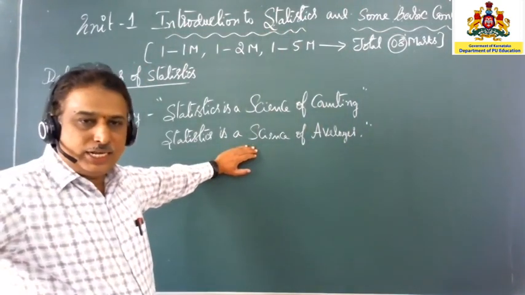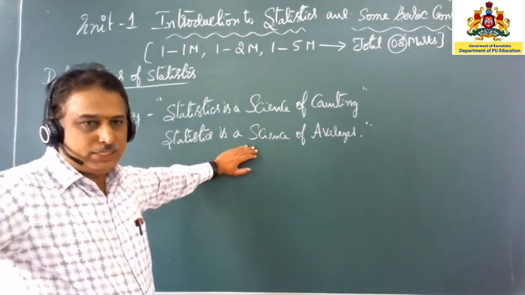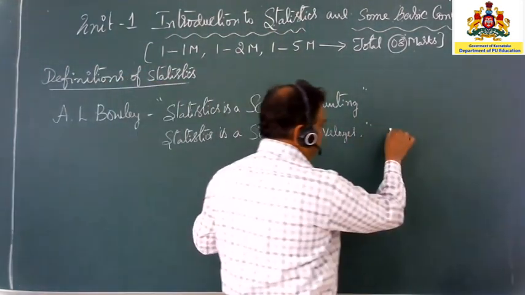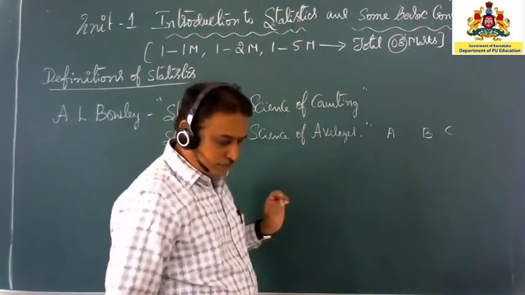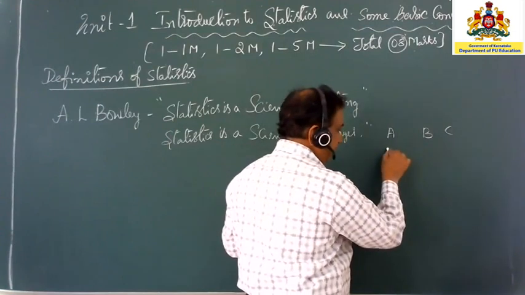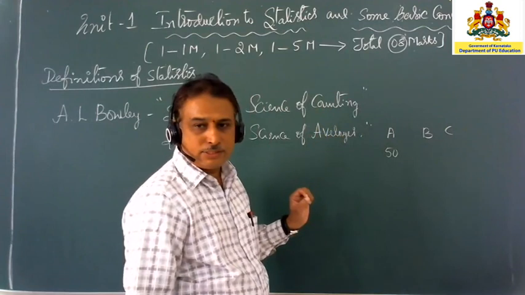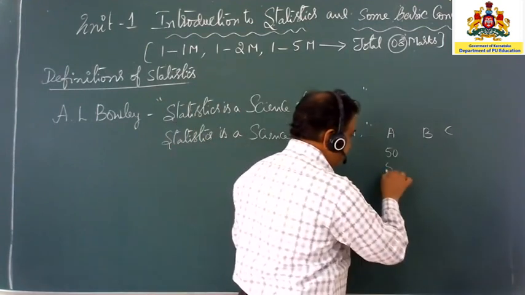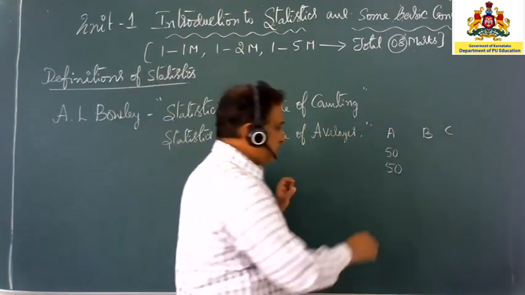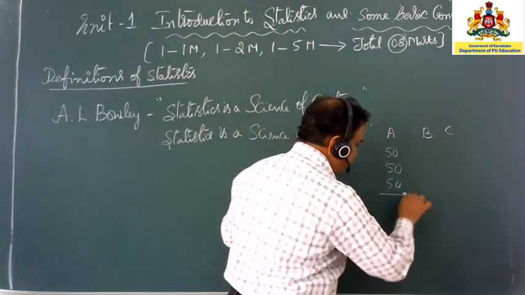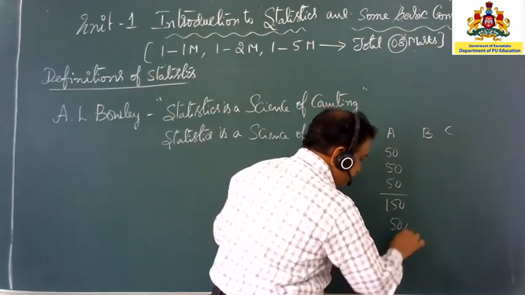Generally, after knowing your SLC marks also, you are taking the averages. I will give one example. There are three students, A, B, C. Student A in the first subject scored 50 marks out of 100. In the second subject, he scored 50 marks out of 100. In the third subject, he scored 50 out of 100. The total is 150. His average is 50%.